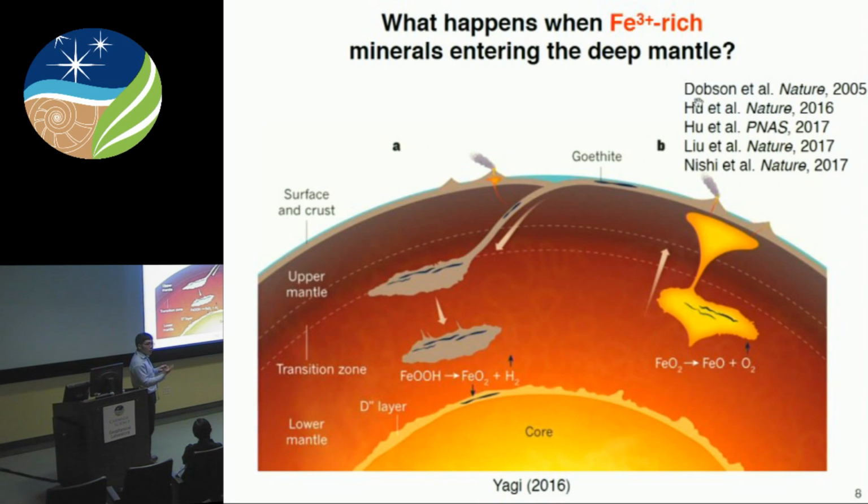However, when you look at the experimental results, it's still not clear how either hematite or goethite react with the surrounding mantle. Would they react with the surrounding silicates before they reach the desired PT conditions?